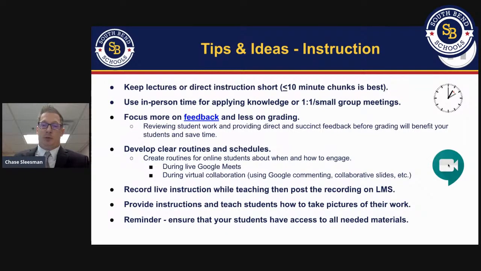And then also make sure that your students do have access to all the materials that they are going to need, whether you post that through the LMS, whether you send home some paperwork, but do keep in mind that there are going to be students that don't come into the buildings to get that work. So just be mindful.